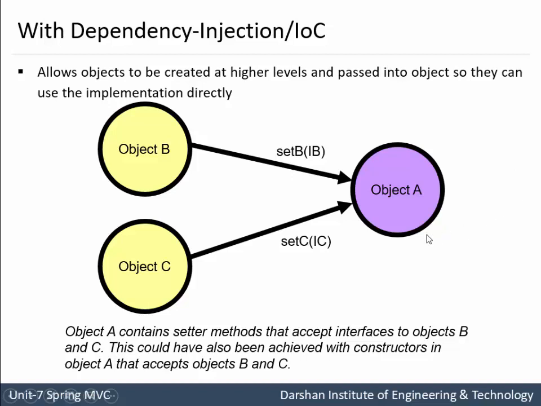We'll also see an example of inversion of control, but let us understand first. Here the object A contains a setter method which will accept the interface of objects B and C if required. This could also have been achieved with the help of a constructor in object A that accepts the objects of B and C. So this is just a diagrammatic format of dependency injection. Dependency injection is a method from which inversion of control can be implemented. So how to implement this inversion of control? Let us learn this with the help of one example.